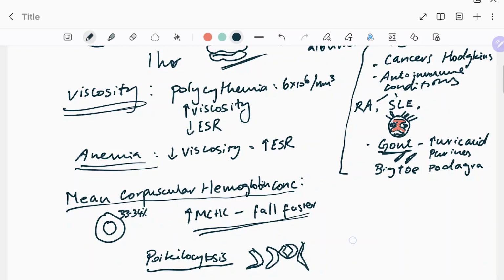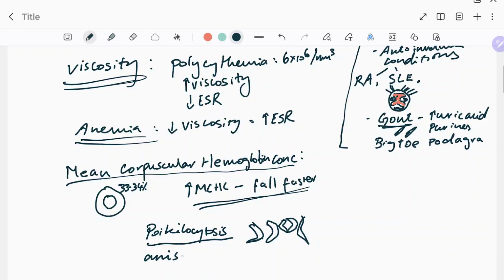Variation in the size of the cells, we call it anisocytosis.